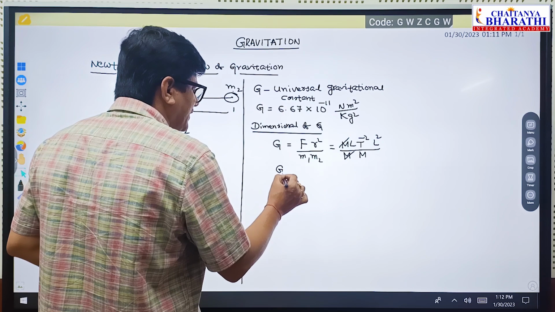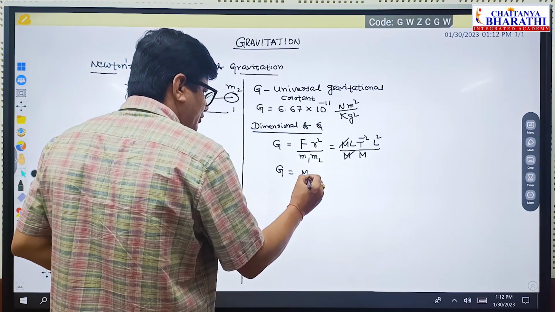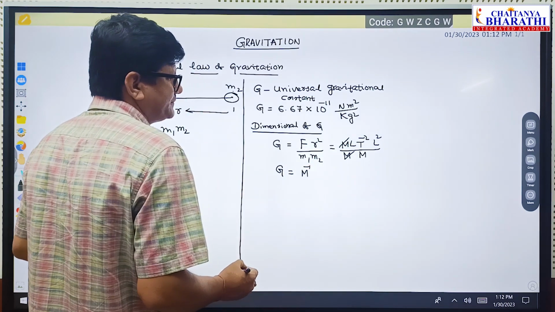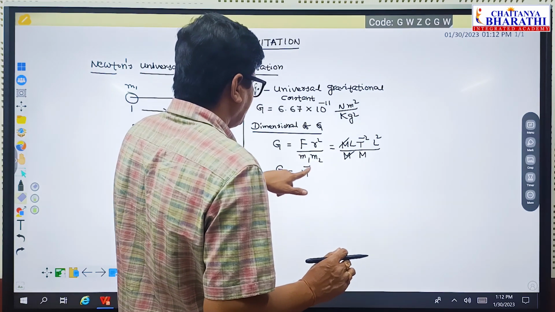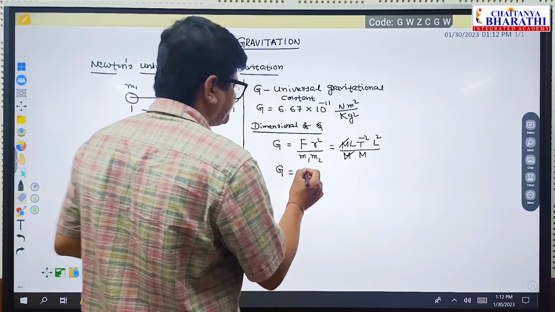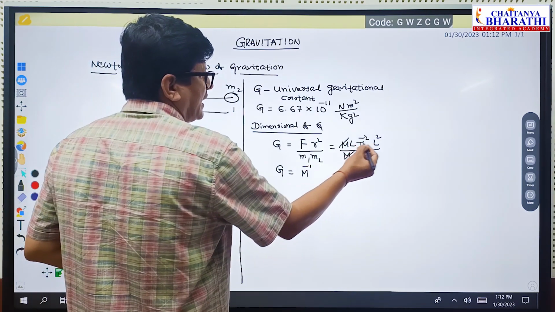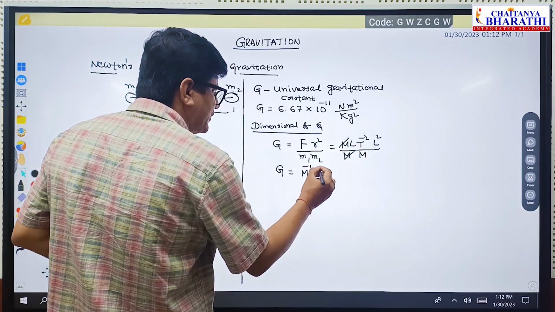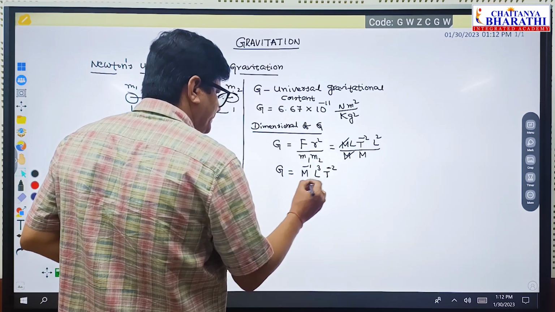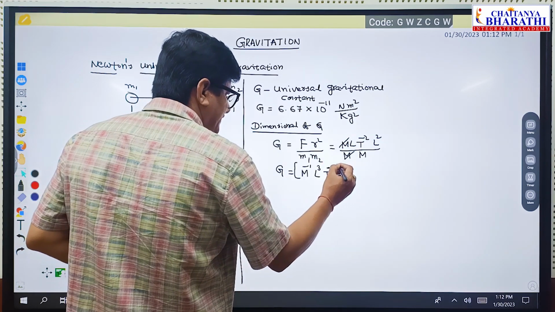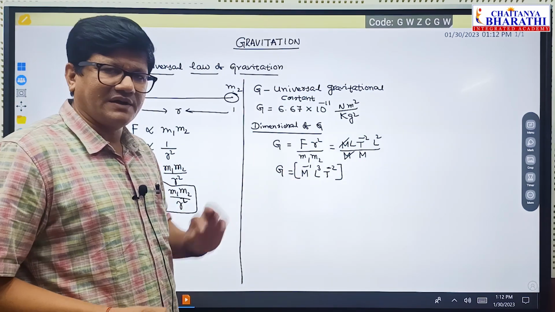So G equals, what will come? M goes to the top, numerator, M minus 1 will come. And L square into L, L cube. T power minus 2. So this is the dimensions of universal gravitational constant.